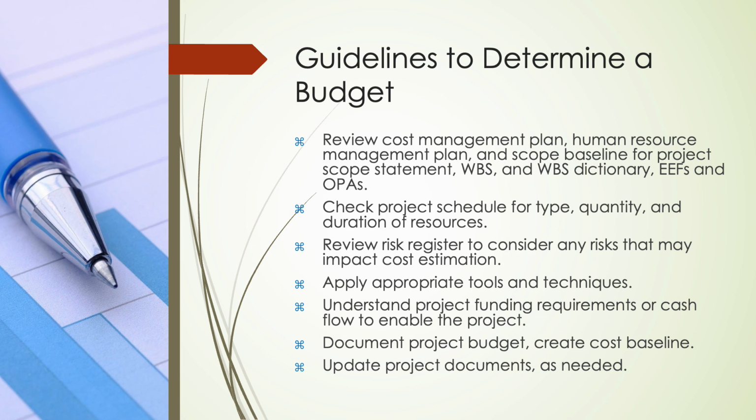Next, we check the project schedule to understand the type, quantity, and duration of resources needed. We also review the risk register to account for any risks that might impact costs. Once all that information is gathered, we apply the appropriate tools and techniques to structure our budget properly. We also make sure we understand the project's funding requirements and cash flow needs to keep the project moving. Finally, we document the project budget, create the cost baseline, and update project documents as needed.